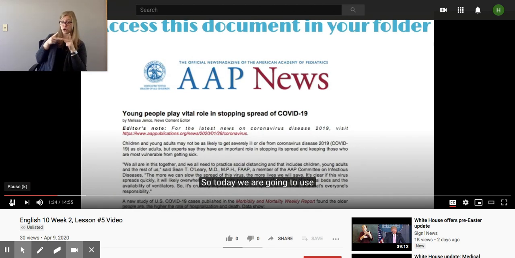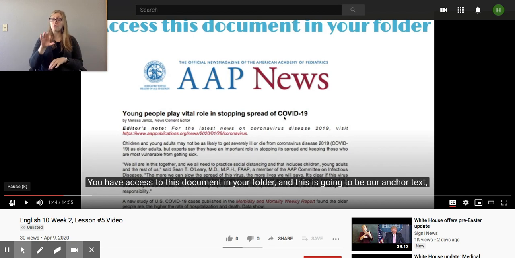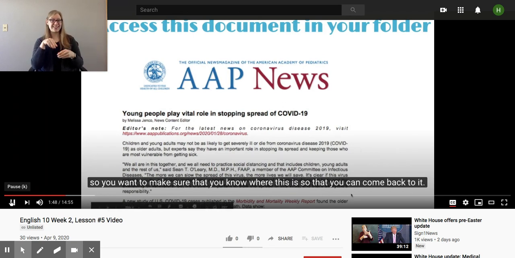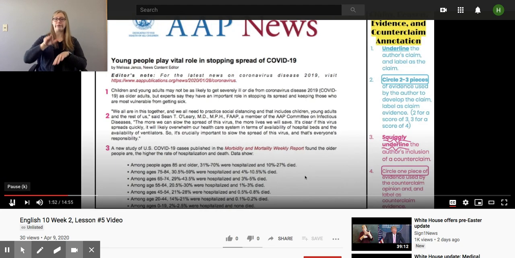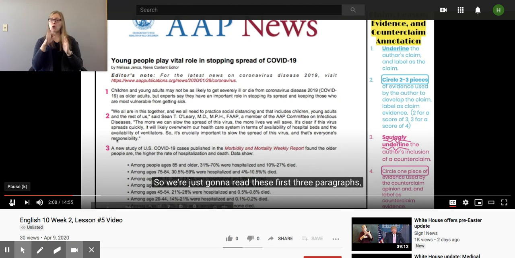So today we're going to use the article, Young People Play a Vital Role in Stopping Spread of COVID-19. You have access to this document in your folder, and this is going to be our anchor text. So we're going to continue to come back to this article, so you want to make sure that you know where this is so that you can come back to it. So today what we're going to do is, first we'll read through it, and then we will do the annotation part. So we're just going to read these first 3 paragraphs.